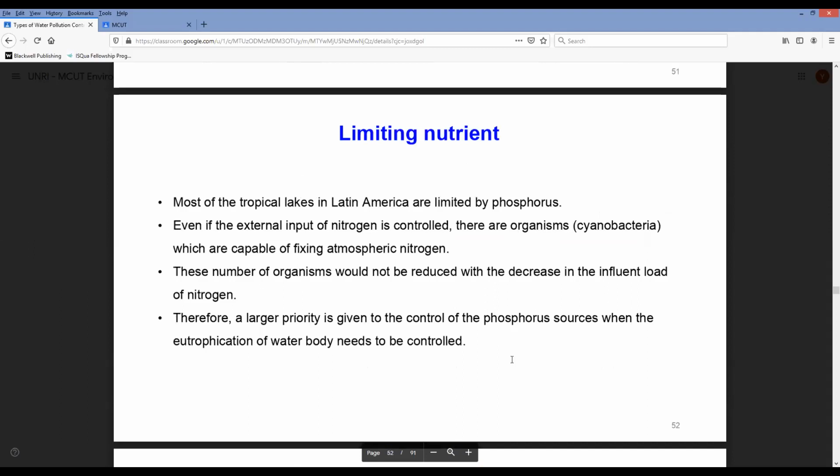And then most of the eutrophic lakes in Latin America are limited by the phosphorus. Even if the external input of nitrogen is controlled, there are organisms which are capable of fixing atmospheric nitrogen. The number of the organisms would not be reduced with the decrease in the influent load of nitrogen. Therefore, a larger priority is given to the control of phosphorus source when the eutrophication of the water body needs to be controlled. Okay, next please.